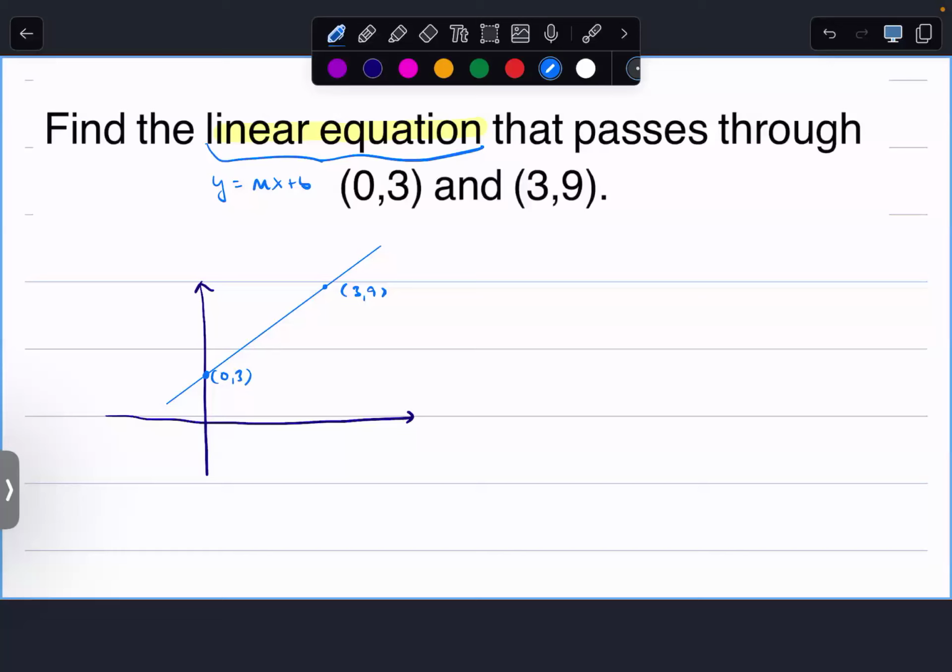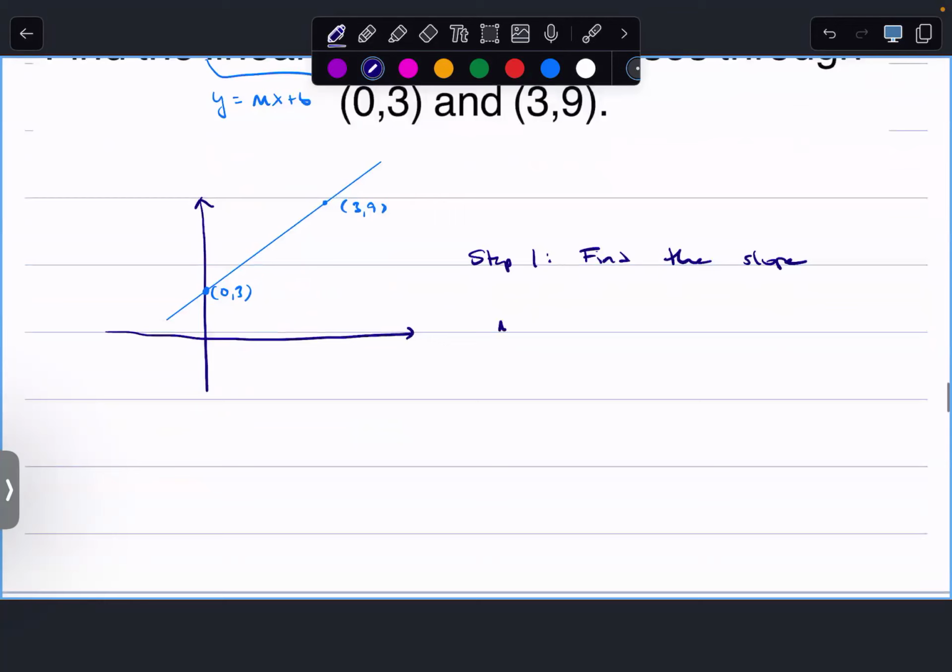So step number 1. Find the slope. The slope is still f of x2 minus f of x1 divided by x2 minus x1. This is the version of the slope formula that I'll give you on the formula sheet. We've seen a lot of them, right? Rise over run, and so on. But this is the version that I'll give you on the formula sheet. So that's why it's the one that I'm using consistently.